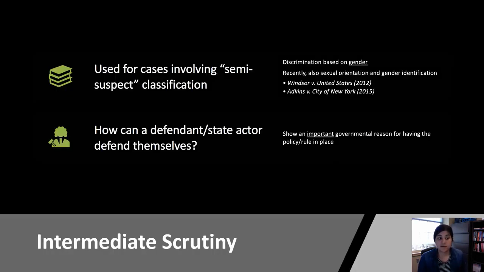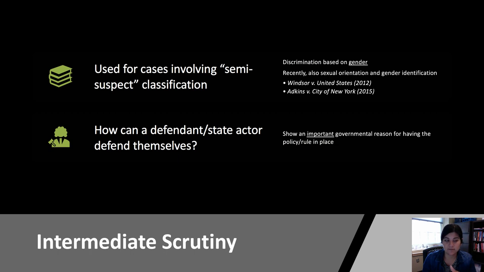Okay, so our next level of scrutiny under the Equal Protection Clause is what we know as intermediate scrutiny. If we're ranking the 3 levels, this is going to fall in the middle, second highest level. In general, the cases involving intermediate scrutiny have been based on gender. So historically, any discrimination case based on gender that's filed under the 14th Amendment is going to be viewed as an intermediate scrutiny case. Now keep in mind that in recent years, this particular level of scrutiny has also included cases of sexual orientation and gender identification.